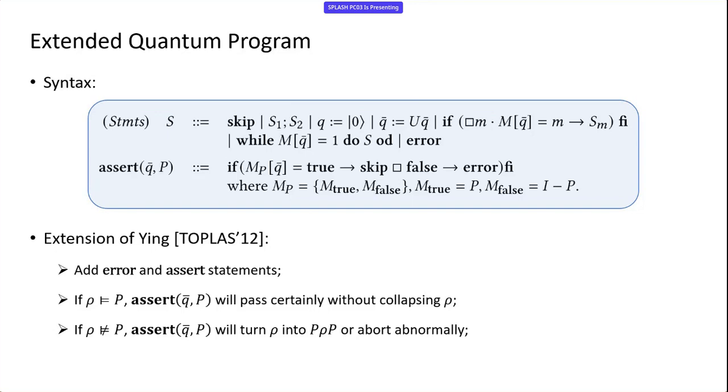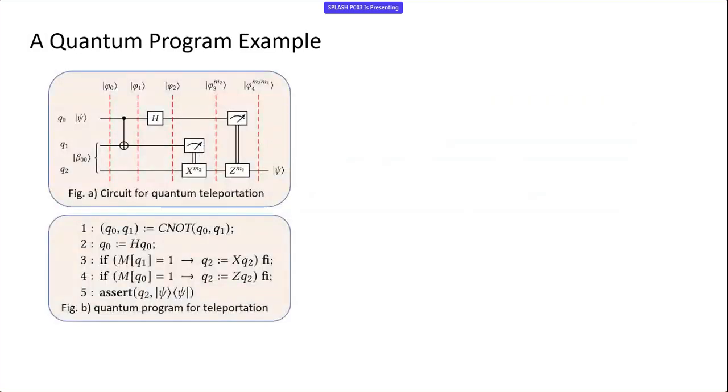So if the state in the register Q bar satisfies the predicate P, the assert statement will pass certainly without collapsing the state rho. But if not, the assert statement may have a chance to enter the false branch and cause an error, so we will exit abnormally. Okay. So now I want to introduce the semantics by an example.